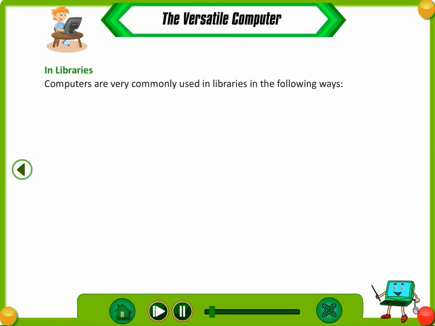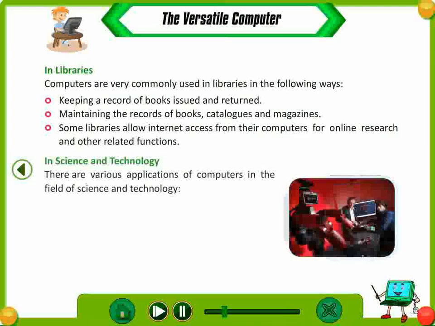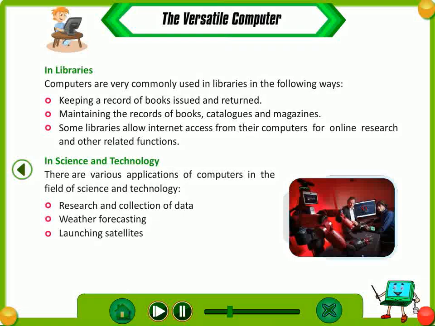In libraries, computers are very commonly used in the following ways: keeping a record of books issued and returned, maintaining the records of books, catalogs, and magazines. Some libraries allow internet access from their computers for online research and other related functions. In science and technology, there are various applications of computers. Research and collection of data, weather forecasting, launching satellites.